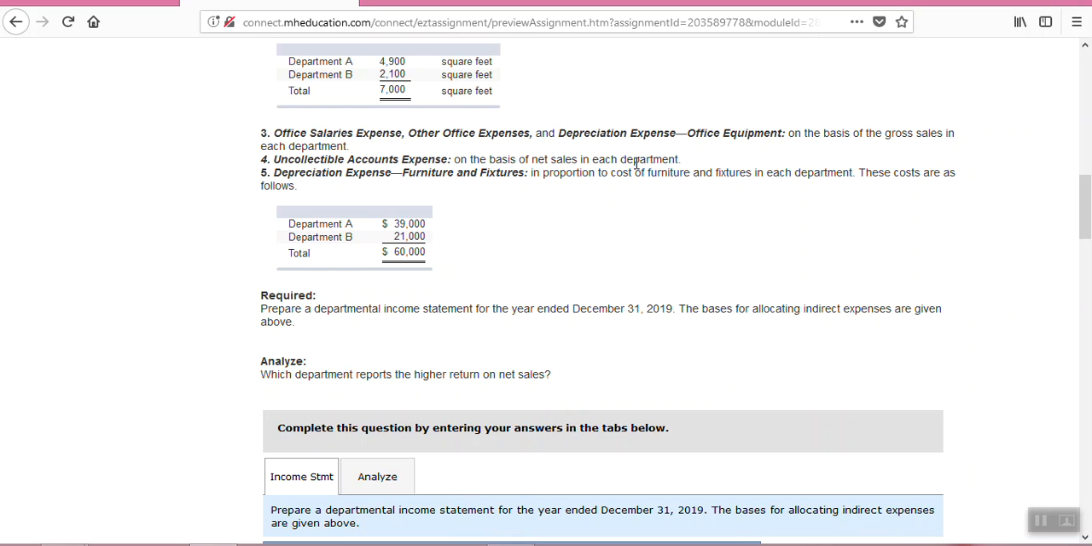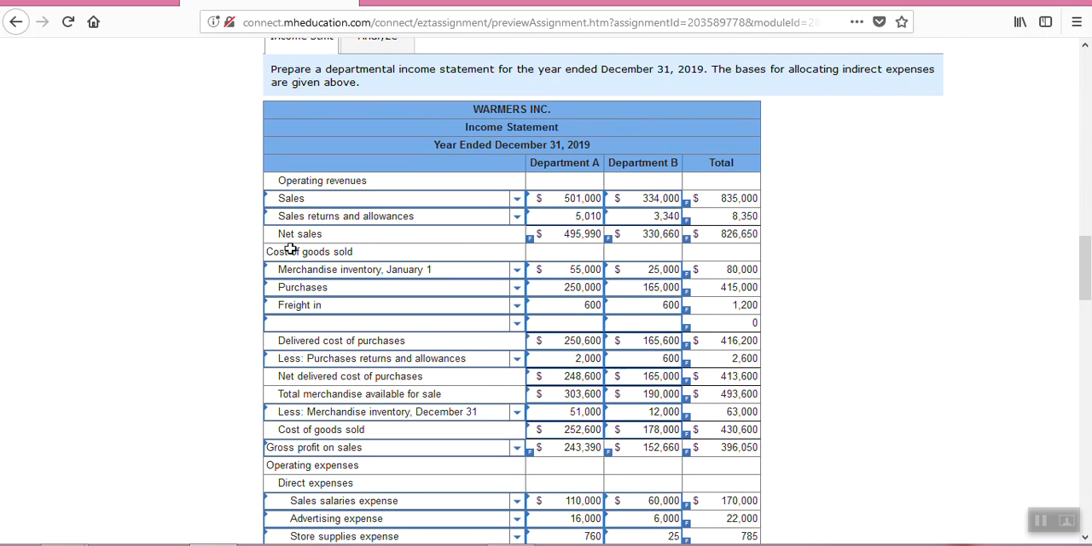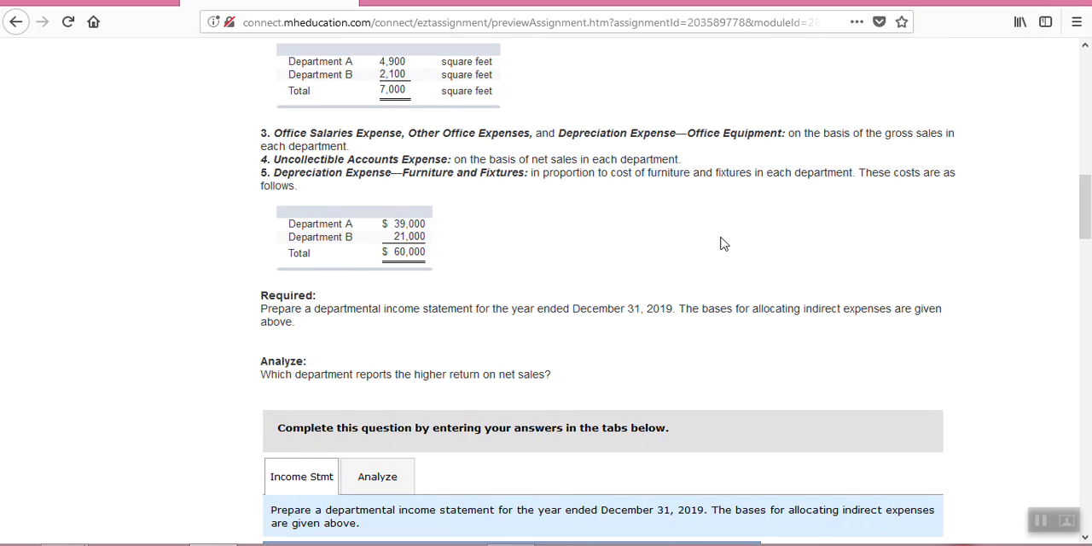Uncollectible accounts are on the basis of net sales. So let's see, you have to go down here to find that. There's your net sales. You're going to take the Department A amount and divide it by the total. It'll give you a percent, and the rest of it goes to Department B. And then finally, depreciation expense in proportion to the furniture and fixtures in each department. So take the $39,000 and divide it by the $60,000. That's going to give you a percentage, and the rest of it goes to Department B.